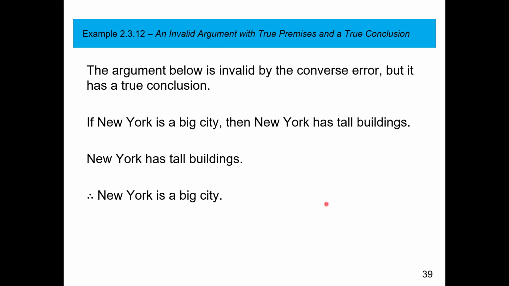An argument: if New York is a big city, then New York has tall buildings. New York has tall buildings, therefore New York is a big city. Now, the conclusion, New York is a big city, is true, but the logic here is flawed because we confirmed the then part, New York has tall buildings, to get the if part. It doesn't work that way. So we have to be very, very careful.